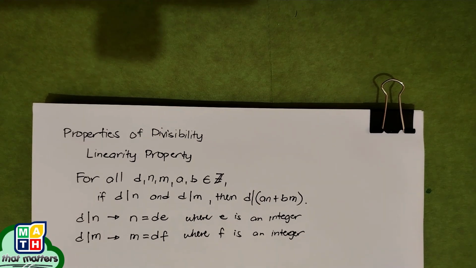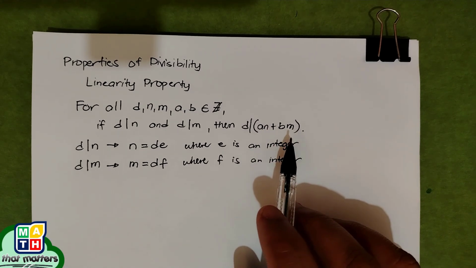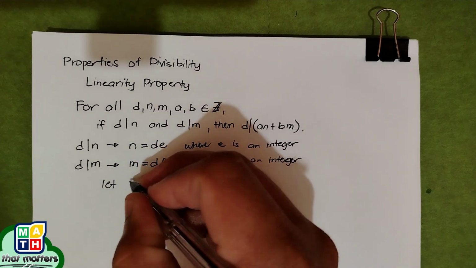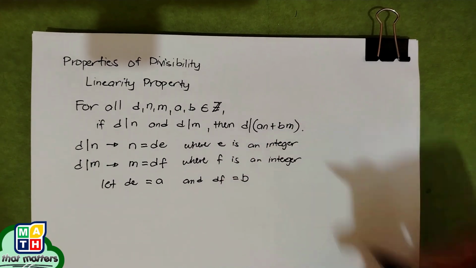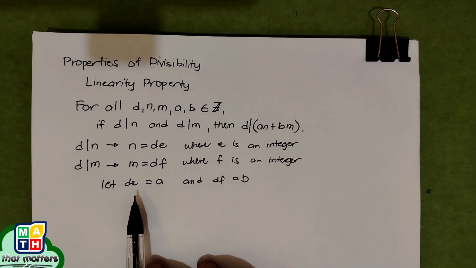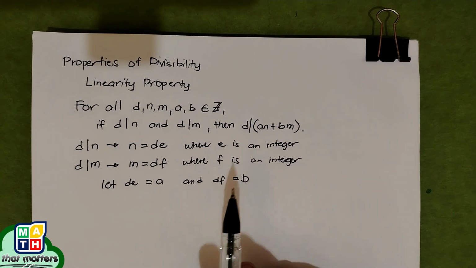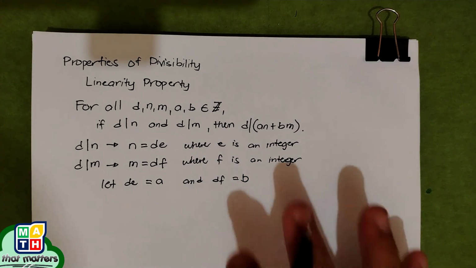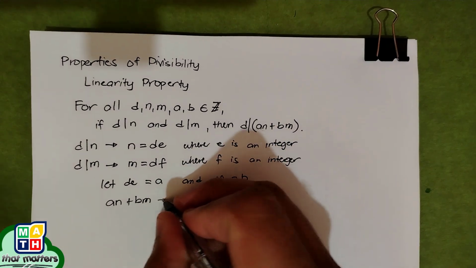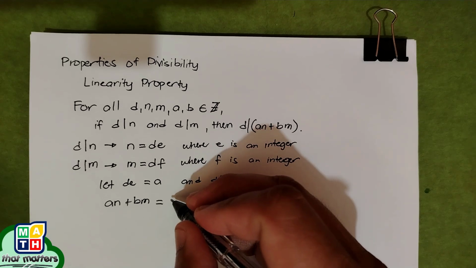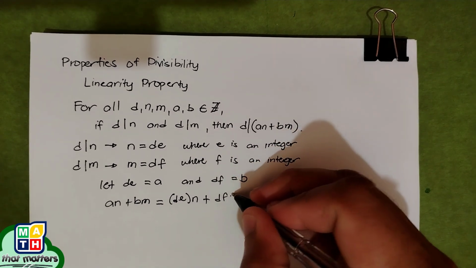Now from here, we can actually reach this point if we introduce A and B respectively. Let DE be equal to A and DF be equal to B. In short, A is the product of D and E, and B is a product of D and F as well. Hence, we have an expression AN plus BM equal to an expression where A is DE, so we have DE times N plus, for our B, DF times M.